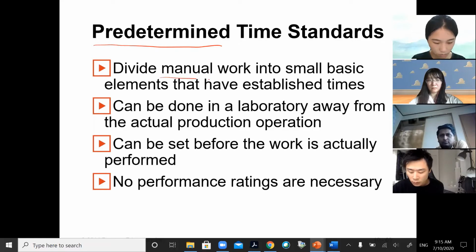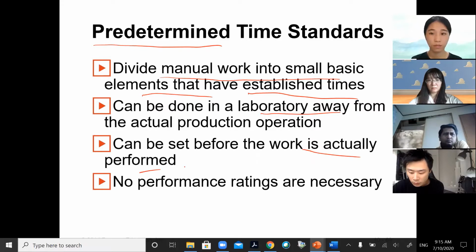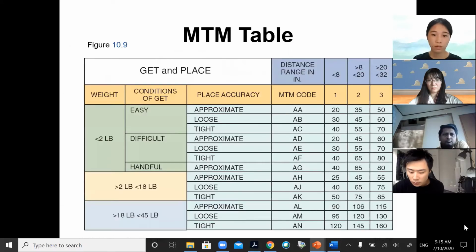We can divide manual work into small basic elements that have already established times. It can be done in the lab, away from the actual production. That means you can set the work time standard before the work is actually performed. No performer rating is necessary in this case. We call it MTM, motion and time measurement, if I'm not mistaken.